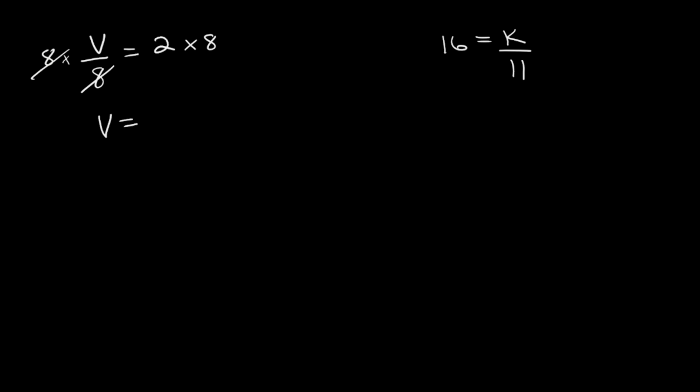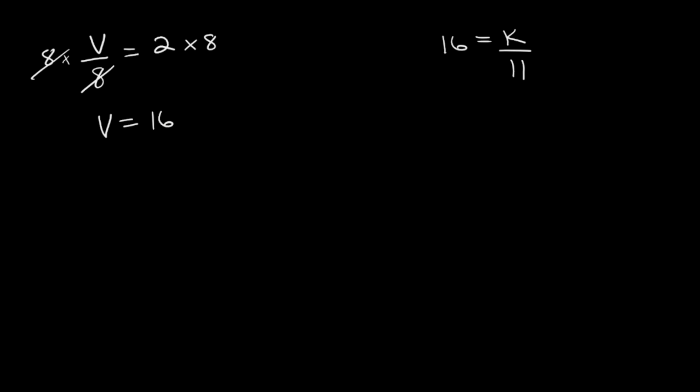Now let's say we had v divided by 8 is equal to 2. And let's say we had 16 is equal to k divided by 11. Go ahead and solve for v and k. Now in this case, we're dividing by 8. So we need to do the opposite of this operation, which is to multiply by 8. But if we multiply by 8 on the left, we need to multiply by 8 on the right. These two will cancel, and so v would be equal to 16.